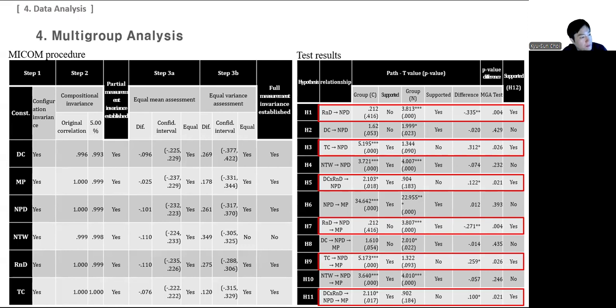First of all, the MICOM procedure, it all passes the procedure. All in all, the result of the multi-group analysis shows that the location significantly moderates the impact of R&D, DC, and TCC on MPD and MP. Significant differences were found in several hypotheses, as many as 6 pathways, H1, 3, 5, 7, 9, and 11 respectively, which indicates that regional context plays a crucial role.